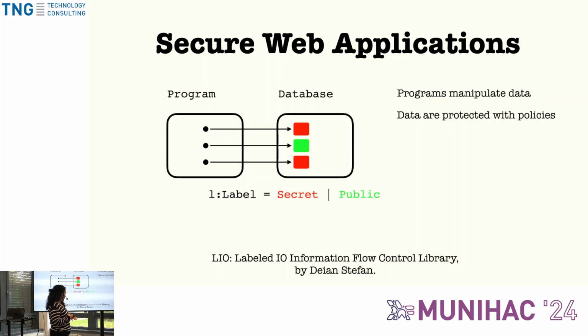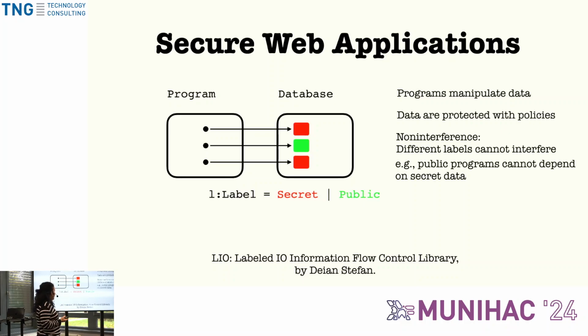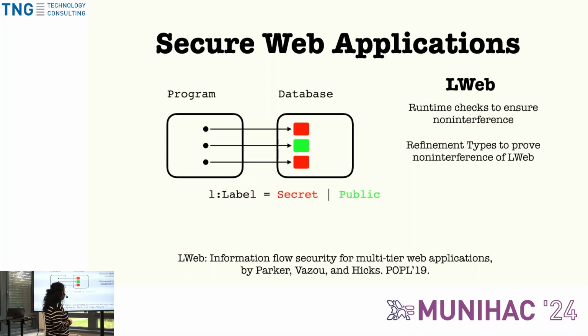And there is a very nice Haskell library by Dean Stefan that works with this policy separation of web applications. It's called LIO. I think it's a monad transformer, like labels on top of IO. It's a very cool library. If you don't know it, you can check it out. The goal is to show non-interference, that different labels, the secret and the public label, cannot interfere with each other. That is, if I have a program that runs under the public privilege, it cannot depend on secret data, right?